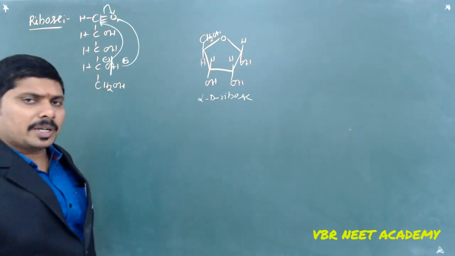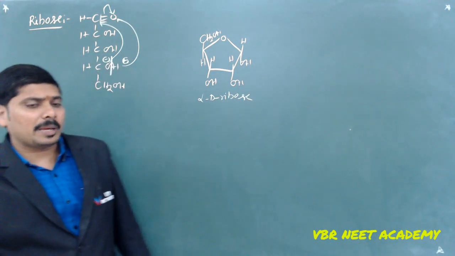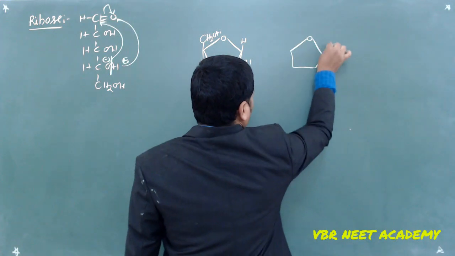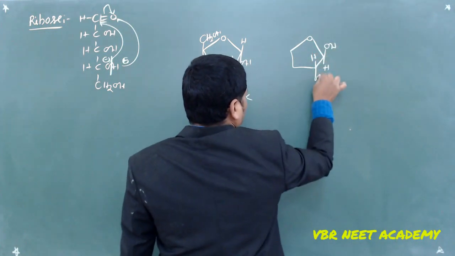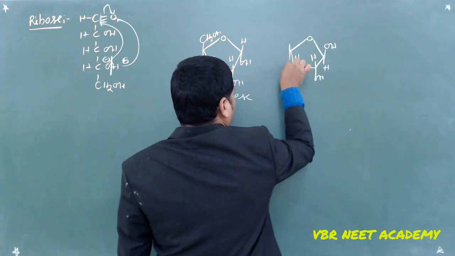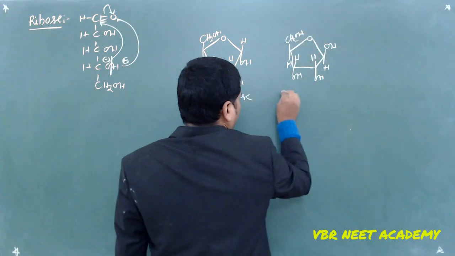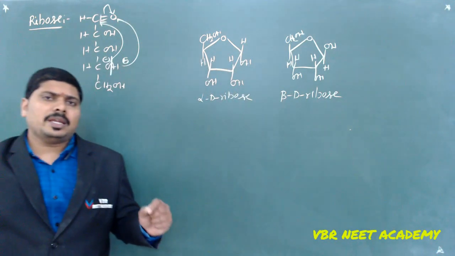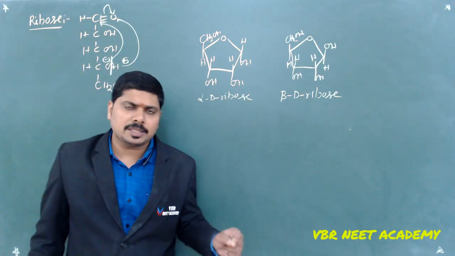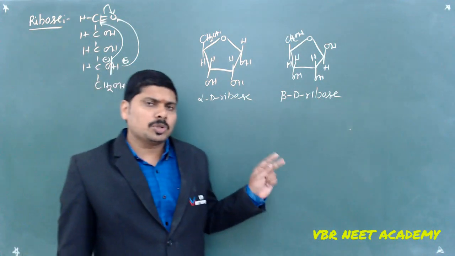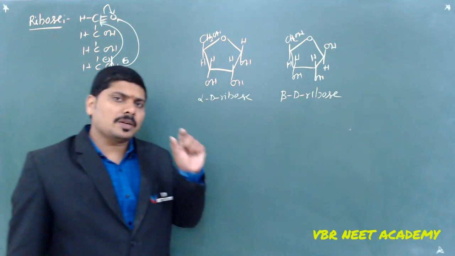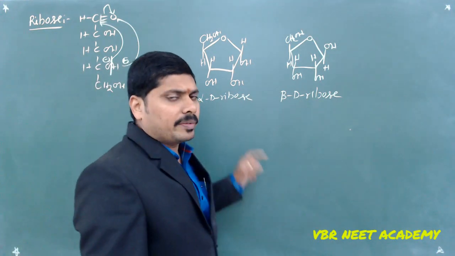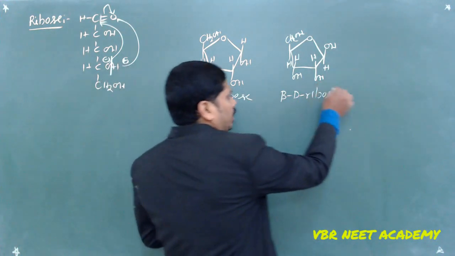And what is the importance of this alpha D ribose? I think everyone knows about this one. So alpha D ribose and beta D ribose. What is the beta D ribose? If you change this one, OH, H, H, OH, H, OH, and here it is H, CH2OH, it is going to be beta D ribose. Now if you look at DNA, deoxyribonucleic acid, or RNA, ribonucleic acid, the major difference between these two is the sugar. The sugar moiety present in DNA is going to be deoxyribose, whereas in RNA it is going to be D-ribose. So this is going to be present in RNA.